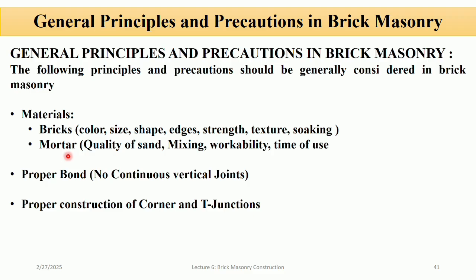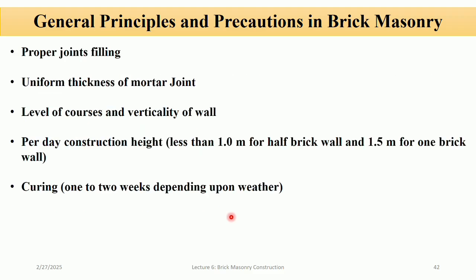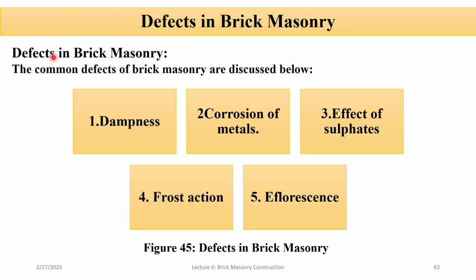The mortar which we use should be of good quality, and the junctions of walls should be properly bonded. There should be proper construction of corners and T-junctions, proper joint filling, uniform thickness of mortar joints, level of courses and verticality of walls. Per day construction height should be less than 1 meter for half brick walls and 1.5 meters for one brick walls, and there should be proper curing for 1 to 2 weeks depending upon the weather.